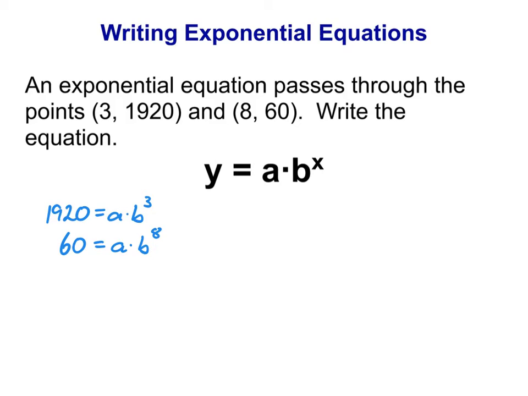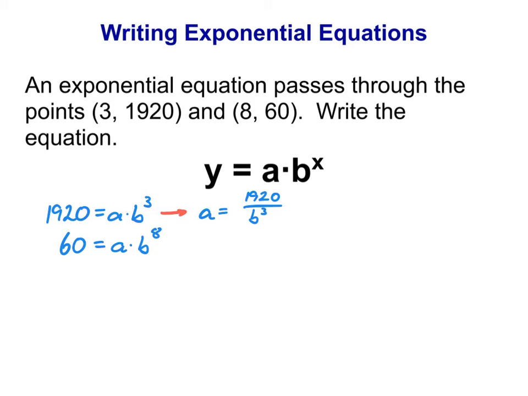Next up, I want to solve one of those equations for a. It doesn't actually matter which one you do, but I do find it easier to solve the one that has the smaller exponent in it. So I'm going to use that first one again. And so I'm going to divide both sides by b to the power of 3. And so I'm going to have a equal to 1,920 over b cubed.